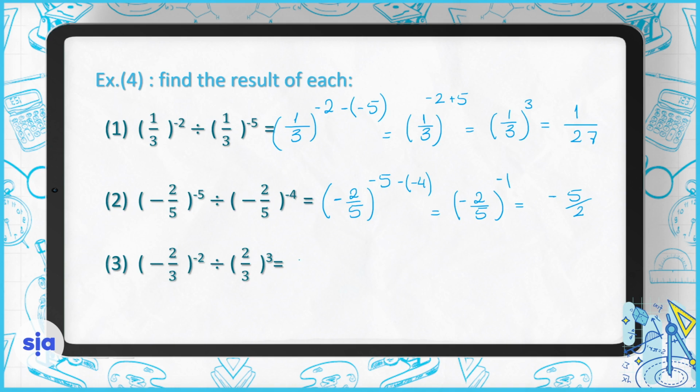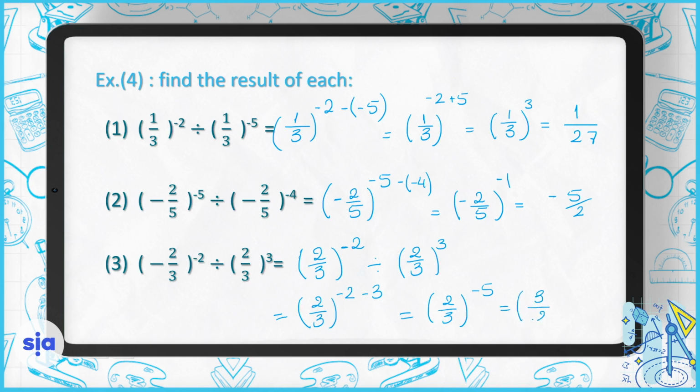Question 3. The first fraction has a power of negative 2. The 2 is an even power, so it eats the negative. So it's 2 over 3 to the power of negative 2 divided by 2 over 3 to the power of 3. They're now having the same base, so it's 2 over 3 to the power of negative 2 minus 3. So 2 over 3 to the power of negative 5. You have a negative power, so we flip the fraction, so it would be 3 over 2 all to the power of 5.